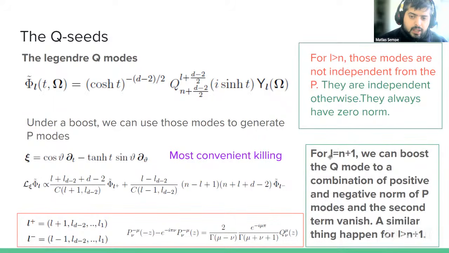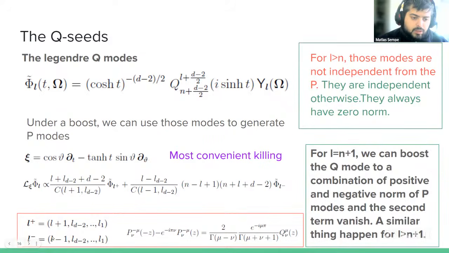And we can see that if we do an isometry, l equal n plus 1 becomes a combination of P modes, and the second terms here vanish. To put it in an example, if we take the massless case and the time-dependent solution, if we do a boost, we will get a right mover plus a left mover. We can do it for greater l, but in that case this term would not be zero. So here we have the property of how the Q's are related to the P's.